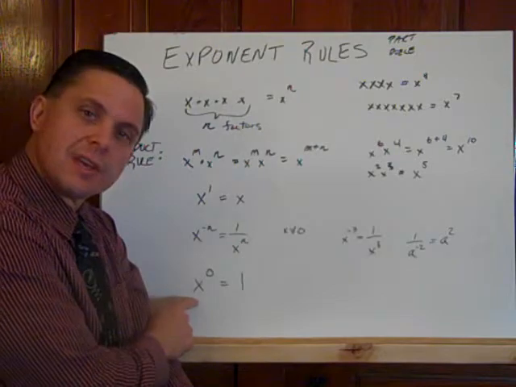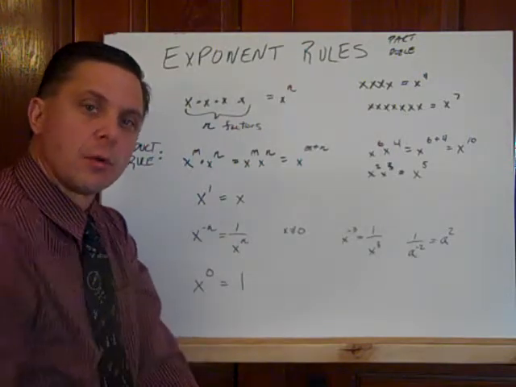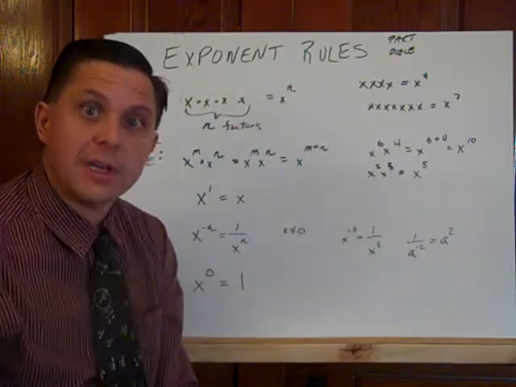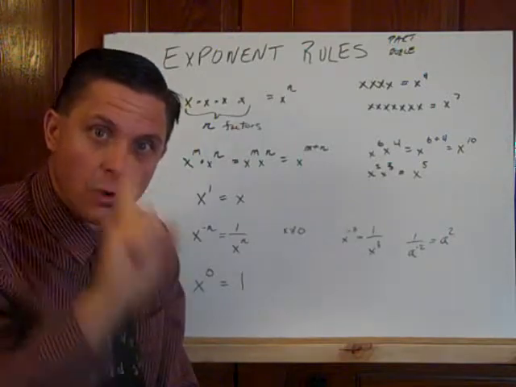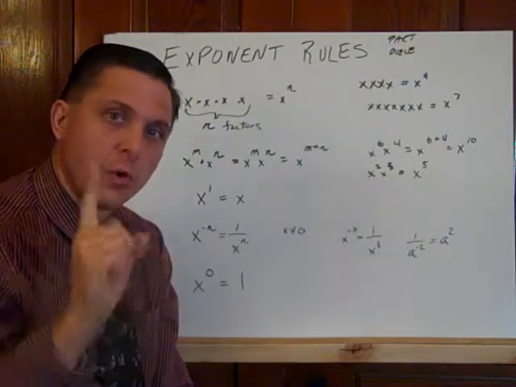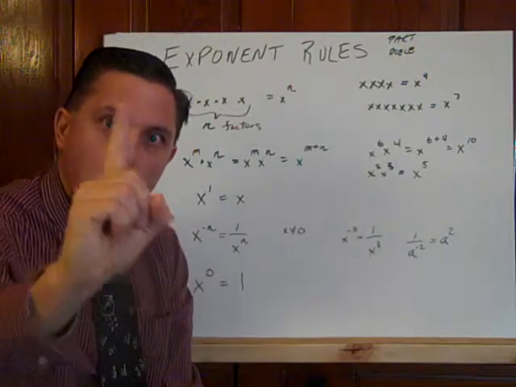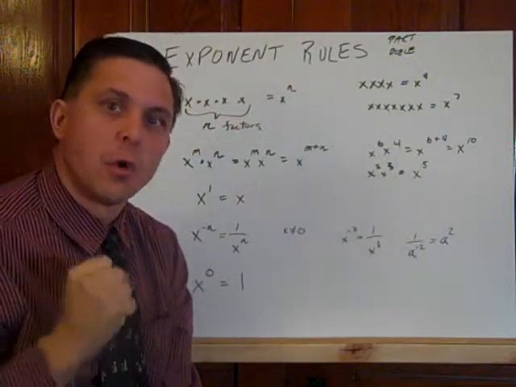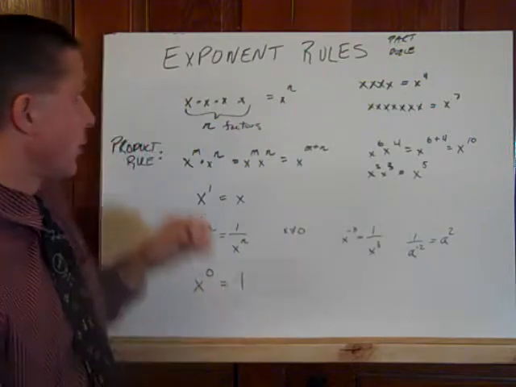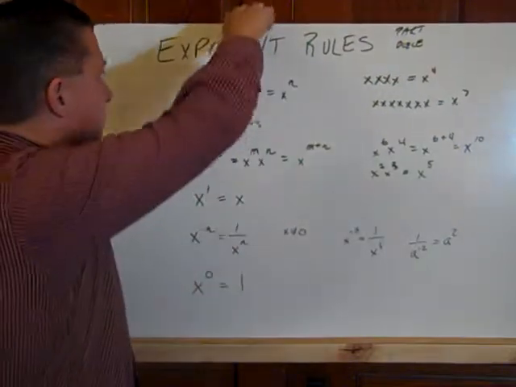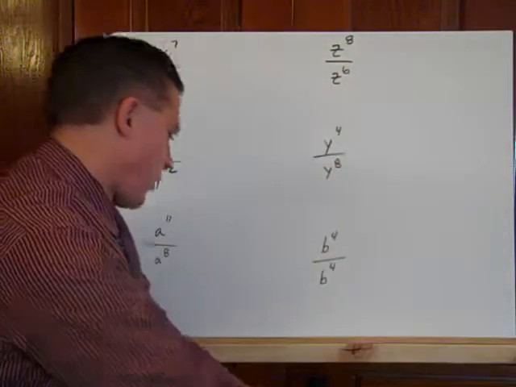Finally, we learned that x to the 0 power is 1, or b to the 0, 1, 100 to the 0, 1, 1 million to the 0, 1, negative 10 quantity to the 0 power, 1. Everything is 1 when raised to the 0 power. So, we have these rules, and that's great.